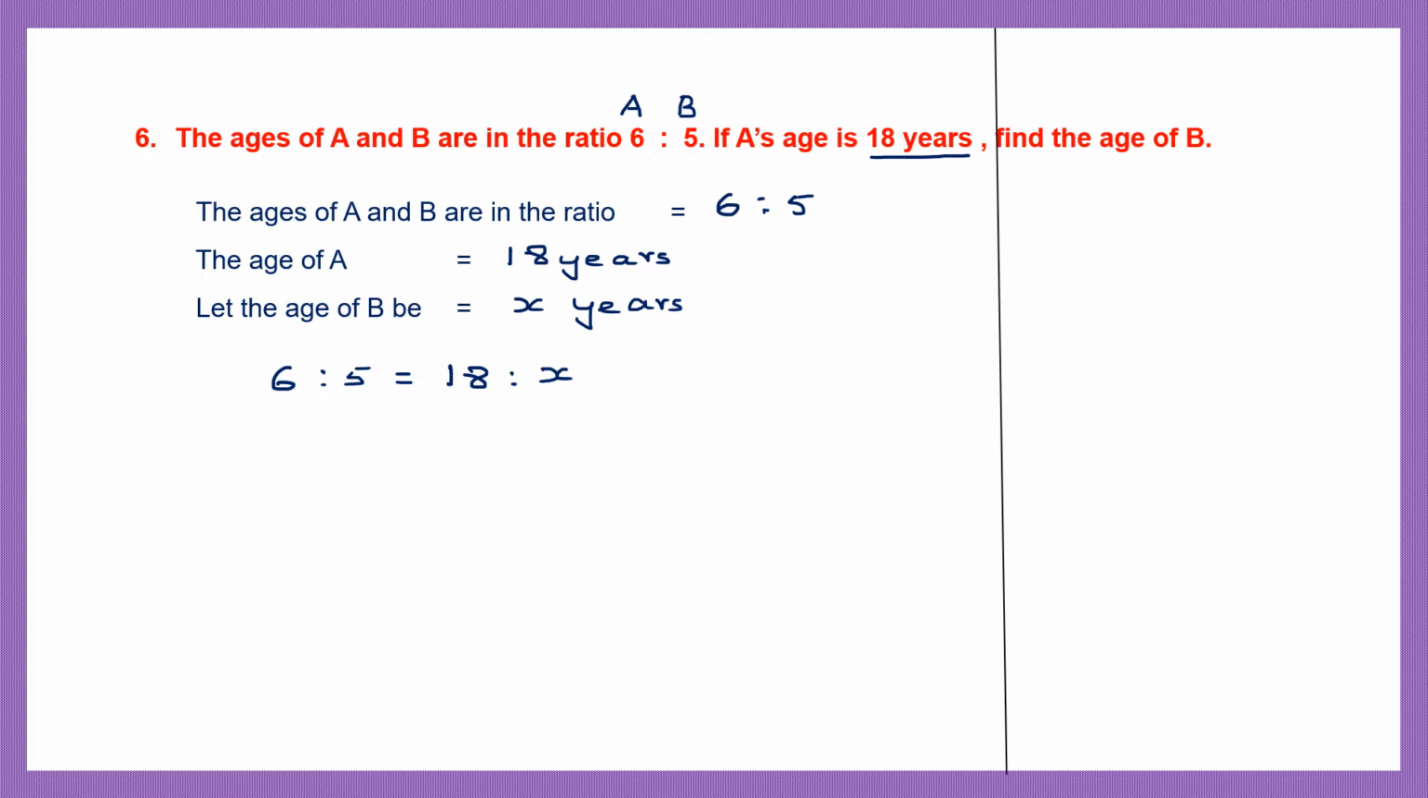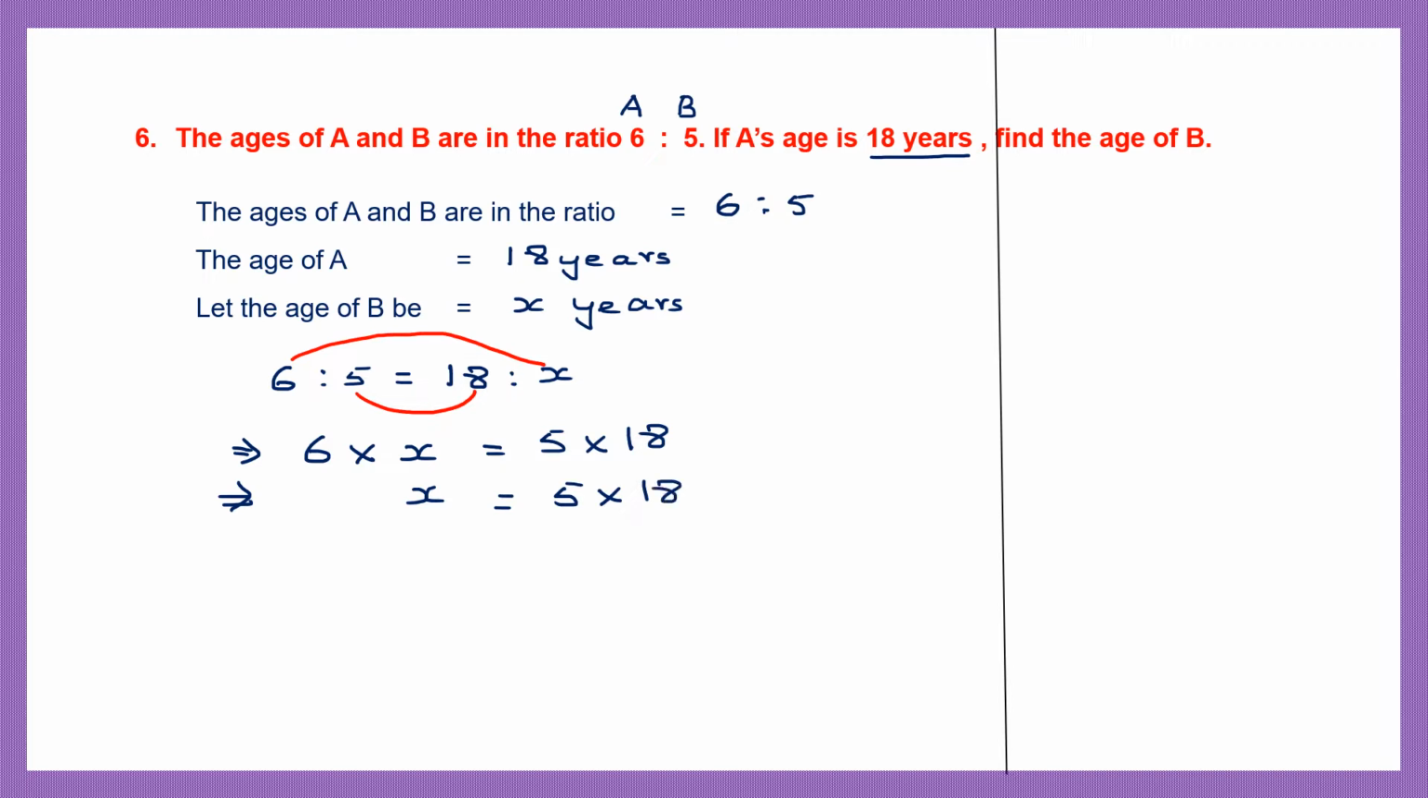Now we need to find the value of X. So let's do product of extremes is equal to product of means. This means 6 into X will be equal to 5 into 18. So to find the value of X, we will write 5 into 18 as it is on the right hand side, and we're going to divide this by 6. 6 is taken from the left hand side and we have transposed it to the right hand side. That's why it becomes division.